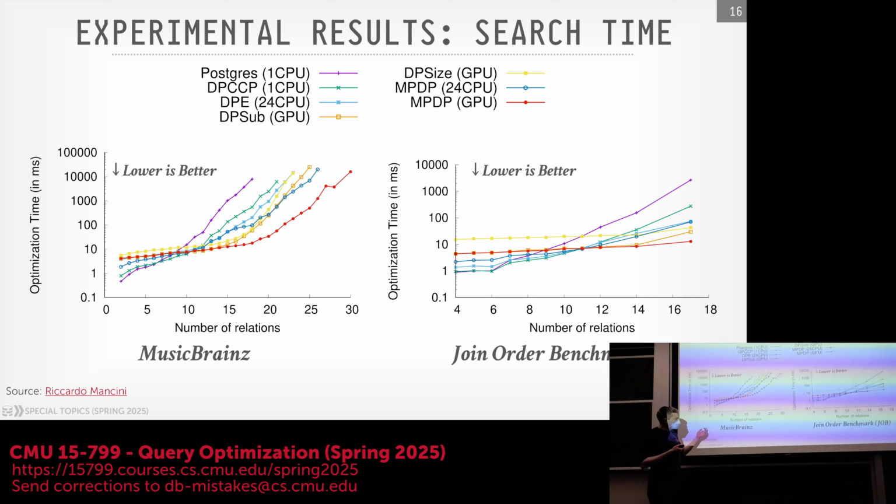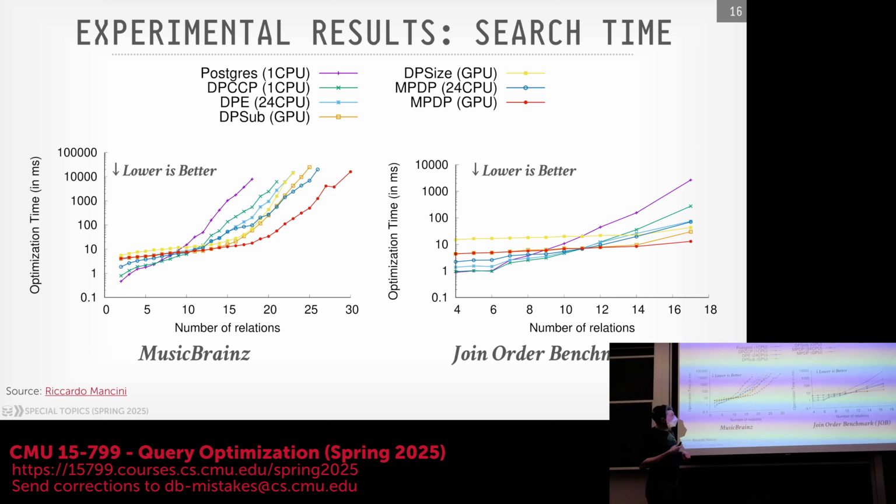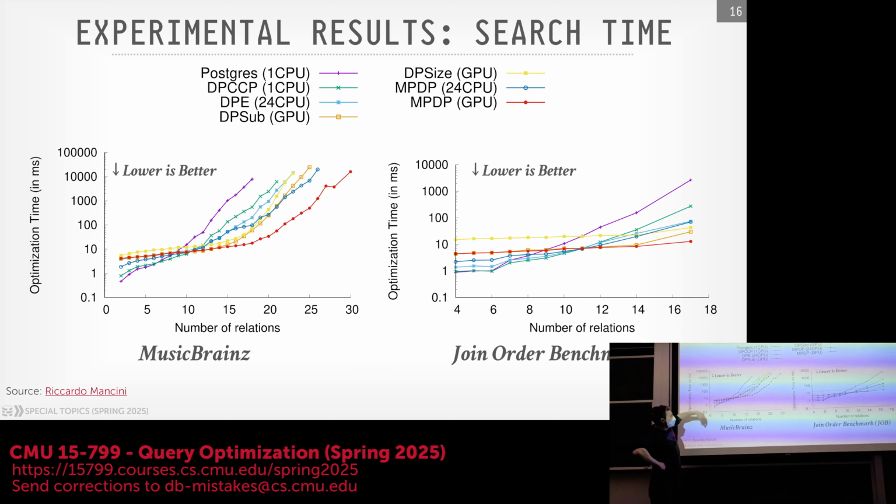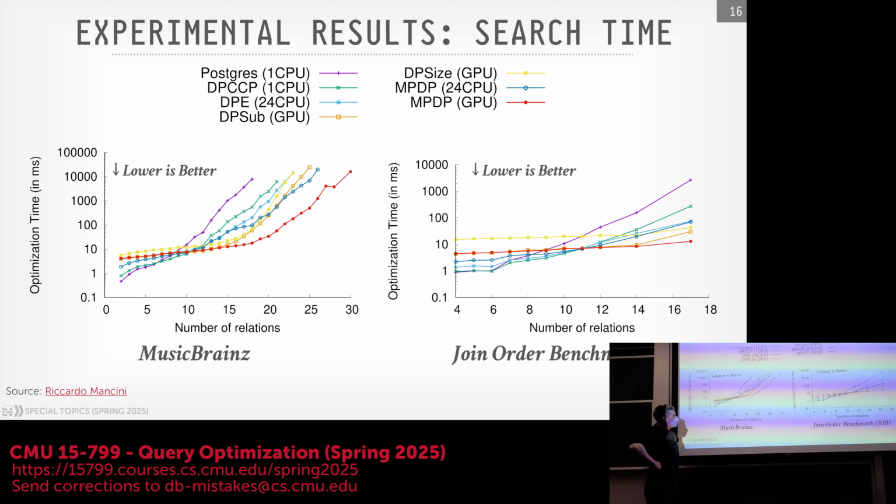if you look at the MusicBrainz ones, and again, they're scaling up the number of relations that are being joined. This seems like the GPU is the clear winner here, because everything else is falling off the cliff, whereas this one is doing okay up to like 20, 25. Again, it's log scale, so it's not great anyway, but it's doing quite well here, right?